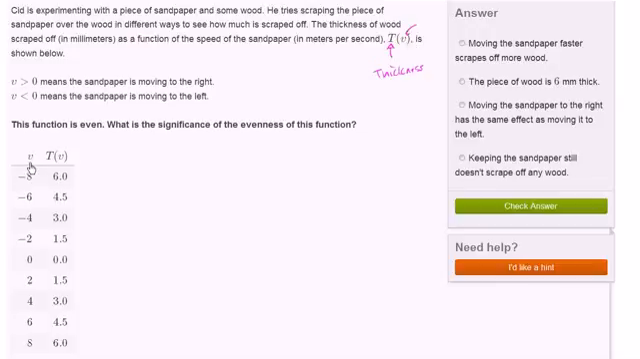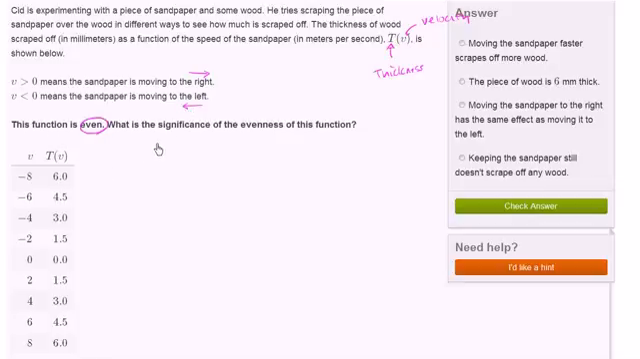And actually, since they're using v, and also they're getting negative values, so we care about the direction, I'll even call that the velocity. So this is how much is scraped off as a function of velocity. It's shown below. If the velocity is greater than 0, that means the sandpaper is moving to the right. That makes sense. That's a standard convention. And if the velocity is less than 0, it means the sandpaper is moving to the left. Fair enough. The function is even.